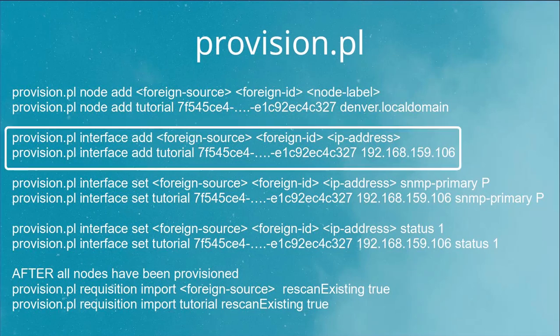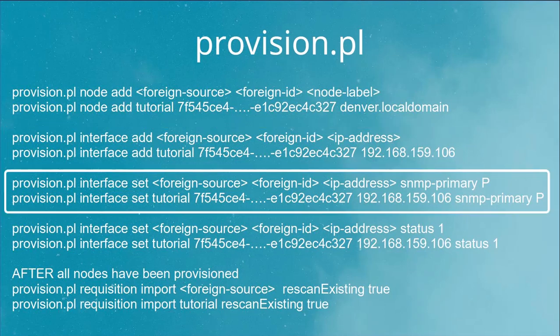2. Assign an IP to the node. The syntax is interface, add, foreign source, foreign ID, IP address. A sample line might be interface, add, tutorial, the requisition/foreign source, a foreign ID created by uuid-gen, and the IP address, in this case 192.168.159.106.